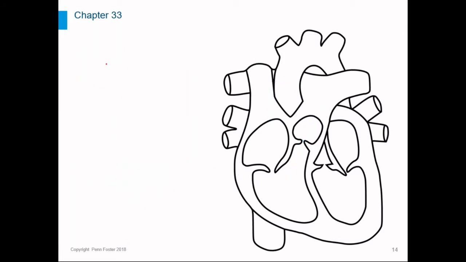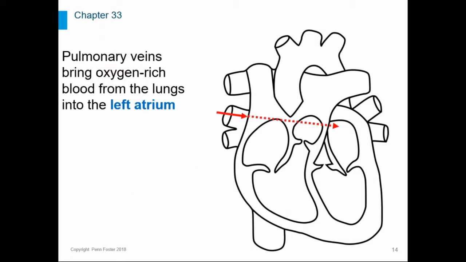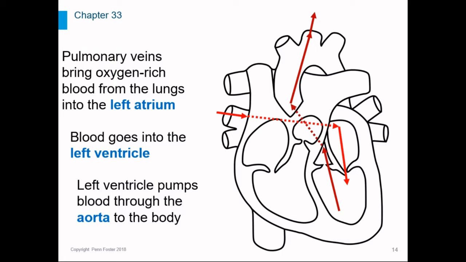Once the blood has gone through the lungs and picked up oxygen, it drains from the lungs into the left atrium through pulmonary veins and then moves down into the left ventricle when that atrium contracts. The left ventricle then contracts, pumping the blood into the aorta, which branches off into all the arteries that lead to the rest of the body.